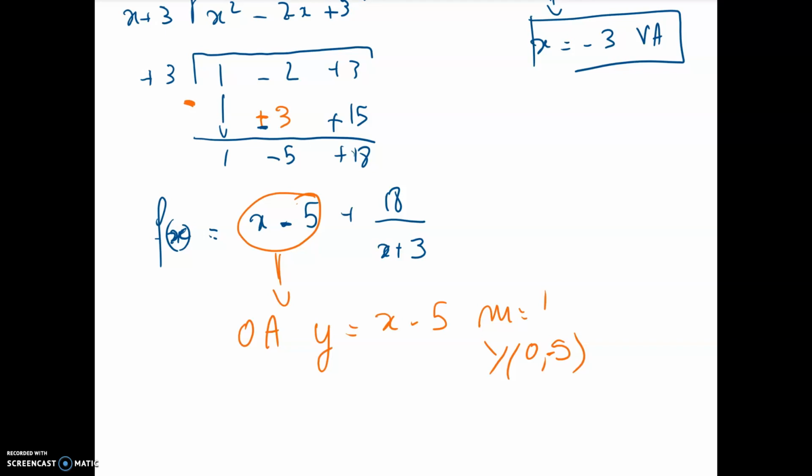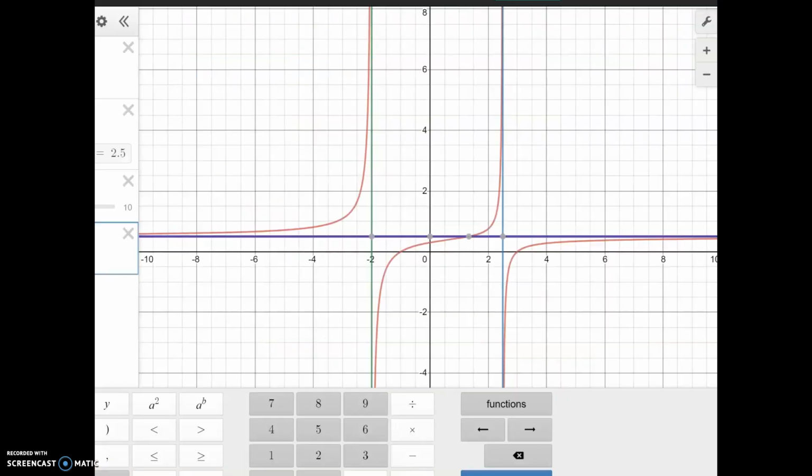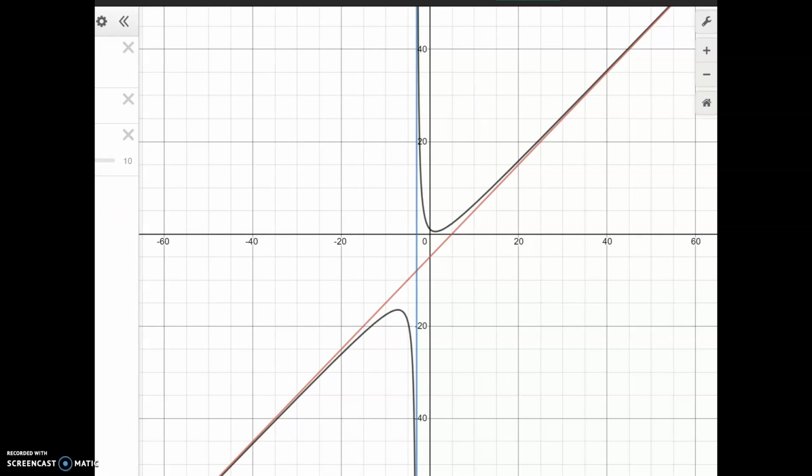All right, so I think we're good to go. I'm going to try to graph that function on Desmos, and then I will be done. All right, guys, so in black, you have the function f of x, x minus 5 plus 18 divided by x plus 3. In red, you have the oblique asymptote y equals x minus 5 that we found, and we can see that it's an asymptote, and x equals -3 is the vertical asymptote that we looked for when we studied the denominator.